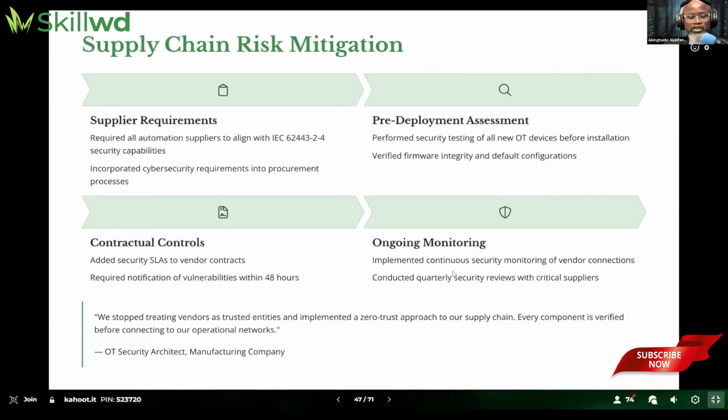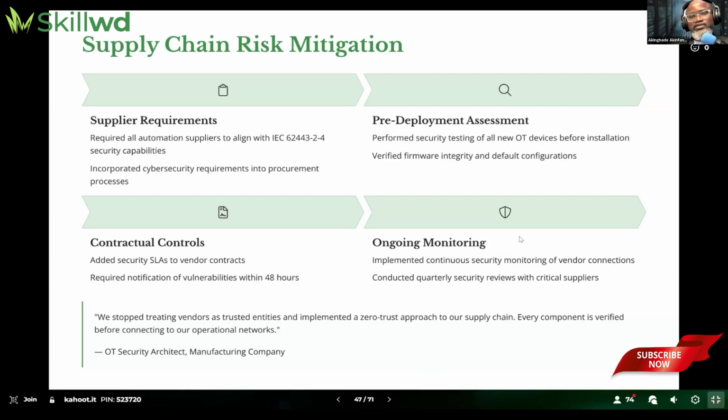Supply chain is a big one because now we're talking about your supplier requirements. How would we deal with pre-deployment assessment before you bring in the supplier? Are we sure we've tested all their OT devices before we install them? What about our firmware? What about the contractual control, their service level agreement, the vendors? Then how do we monitor this vendor?